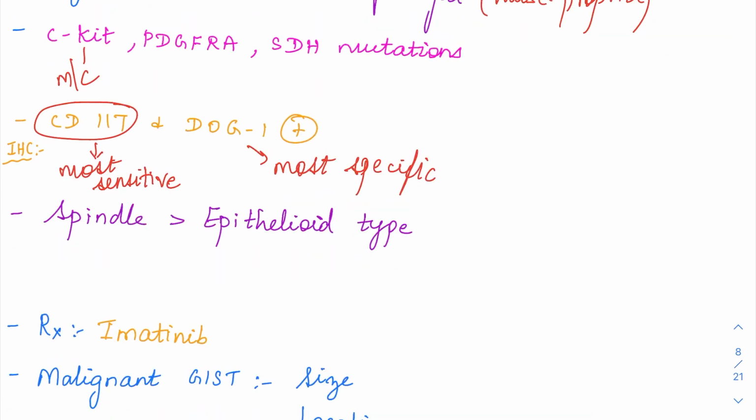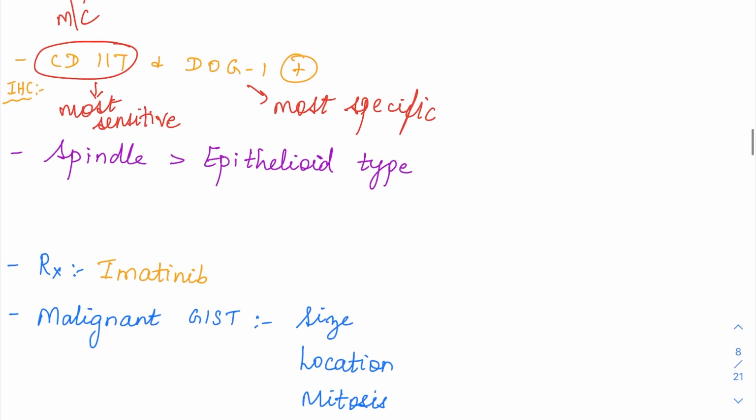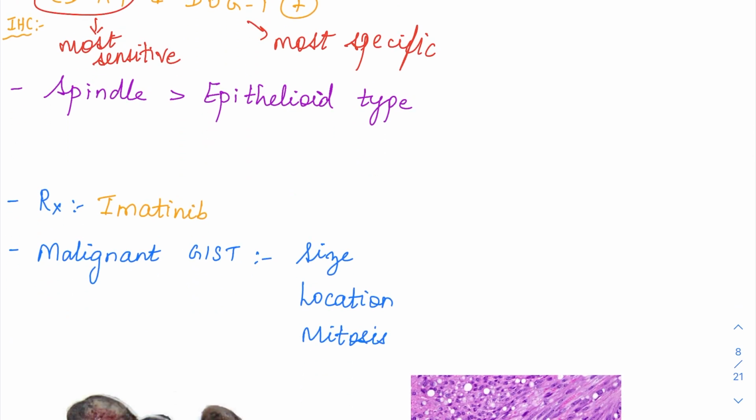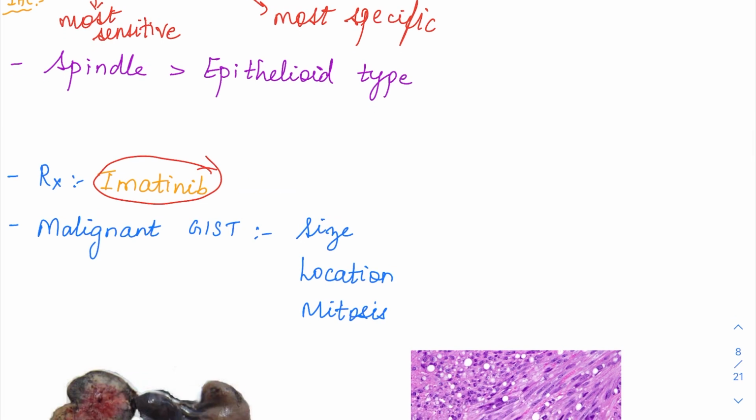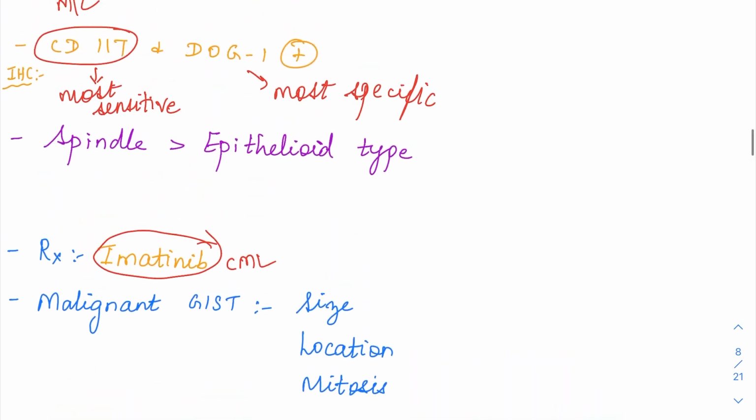Why is it important to know this c-KIT mutation and prove it with CD117? Because we have targeted therapy. Wherever we have the c-KIT mutation, we can give imatinib mesylate therapy. So where else did we see this name imatinib? Yes, in CML, chronic myeloid leukemia. There also we had this imatinib treatment. So in GIST also we can give imatinib treatment.